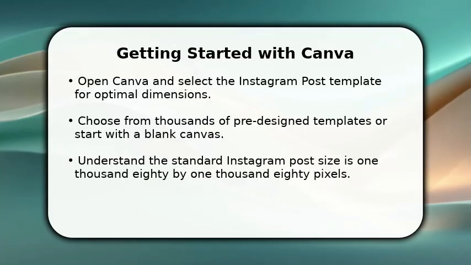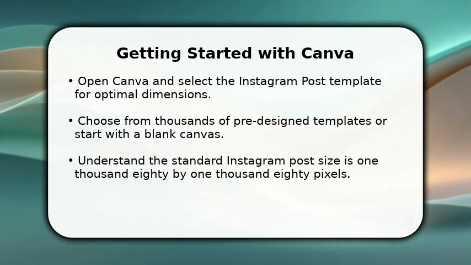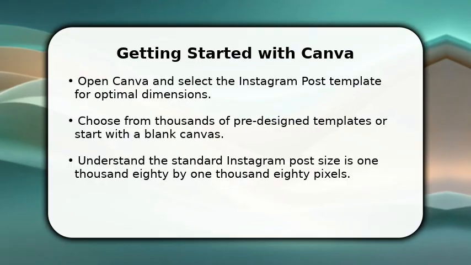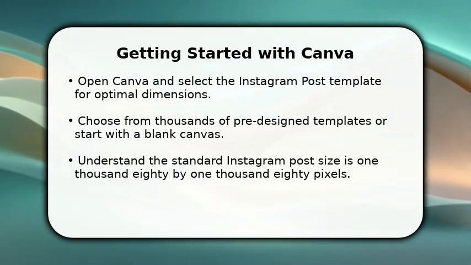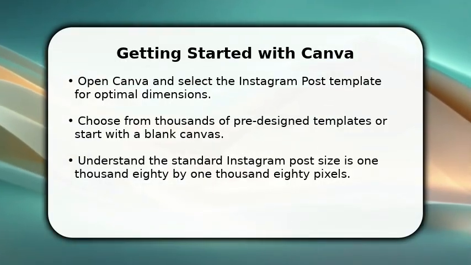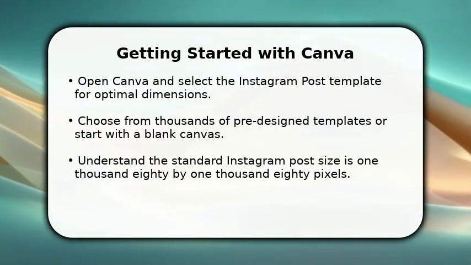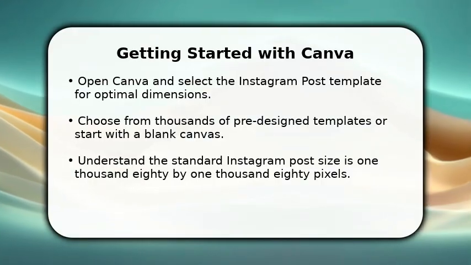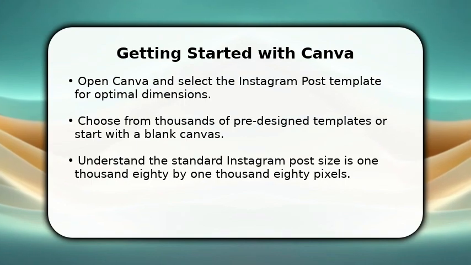Enjoy the video. In this video, I will explain how to use Canva to create Instagram posts. First, open Canva and navigate to the social media section, then select Instagram post. This ensures your design is perfectly sized at 1080 by 1080 pixels, or a 1:1 aspect ratio. You can then browse through thousands of professionally designed templates or begin with a completely blank canvas to unleash your creativity. It's a fantastic starting point for any visual content.